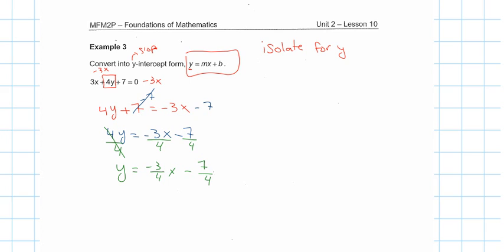Yes, it doesn't look exactly like what you think it is, right? But m is a number, and in this case, that number is negative 3 over 4. And b is supposed to be a number, and in this case, it's negative 7 over 4. Numbers don't have to be whole numbers, right? They could be fractions. They could be decimals. They could be positive. They could be negative. So they don't have to be positive numbers. Are we okay with this?